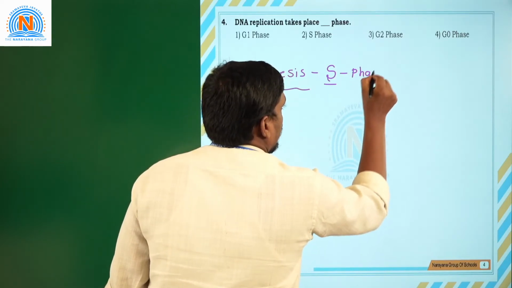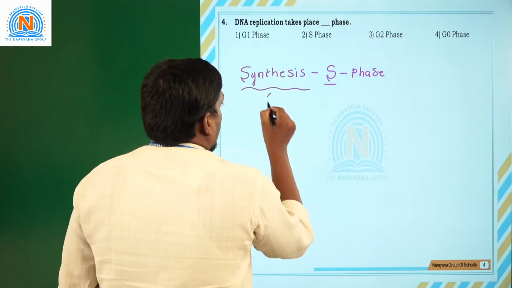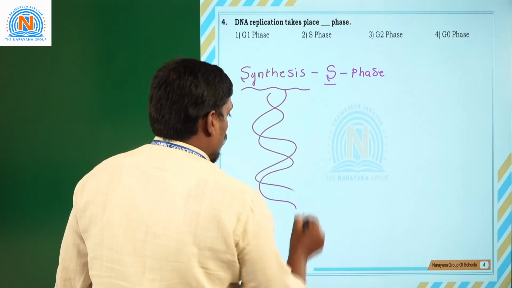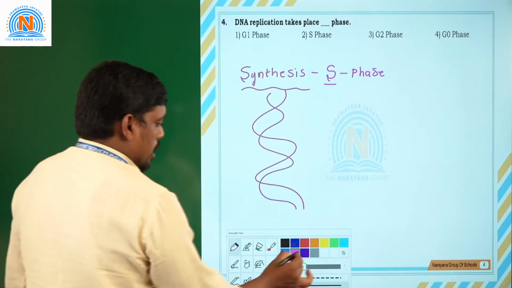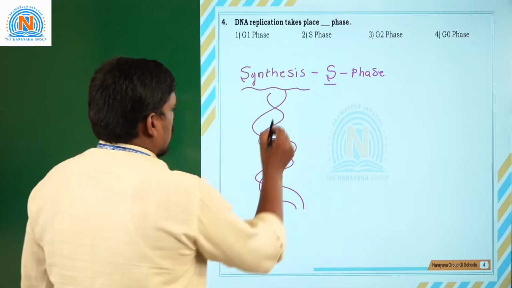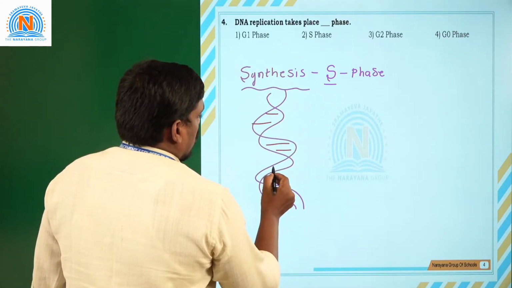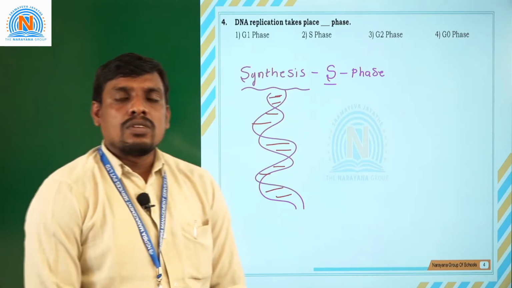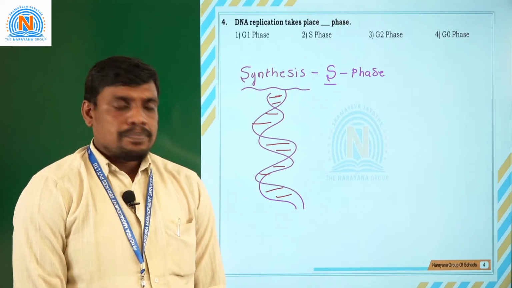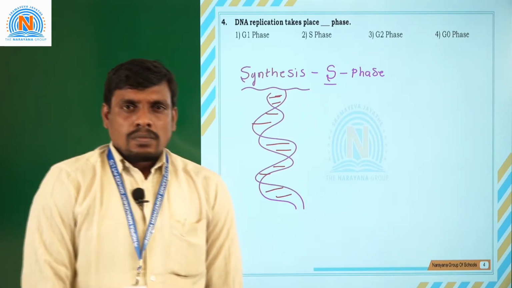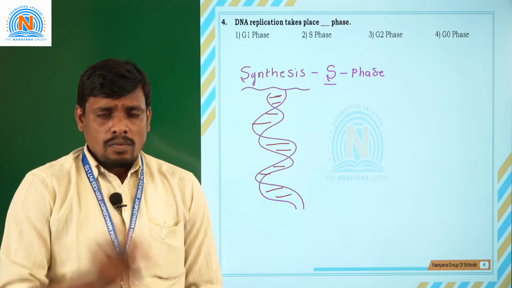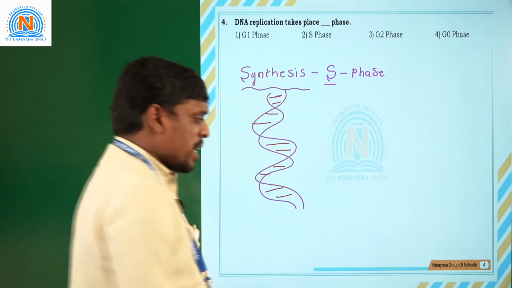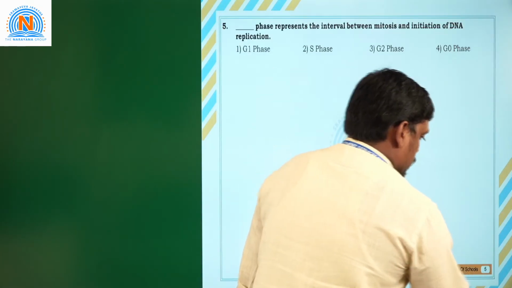During this S phase, the complete DNA replication process takes place, which leads to the formation of a single strand of DNA. Generally, the DNA molecule in the cell looks like this. Who discovered the DNA? Just try to recollect it. DNA was discovered by two major scientists. Try to recollect the scientists' names. Next, let us go for the next question.